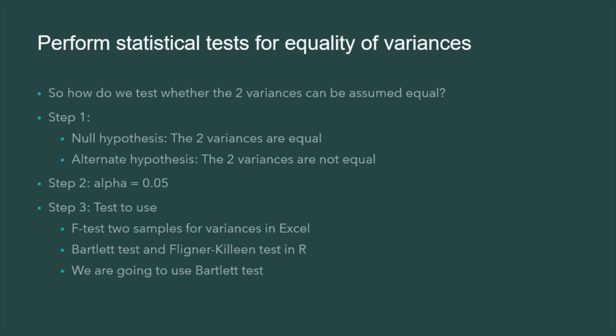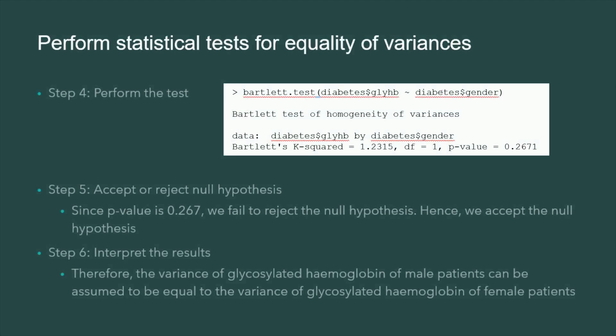Step 3. What test to use? In Excel, you can use F-test Two-Sample for Variances in the Data Analysis Toolkit. In R, we can use Bartlett test or Fligner-Killeen test. We are going to use Bartlett test, which you will be doing in Laboratory 6. Step 4. Performing the test. In this case, we are testing whether the variance of glycosylated hemoglobin of male patients can be assumed to be equal to the variance of glycosylated hemoglobin of female patients using Bartlett test. Bartlett test gives us the p-value of 0.2671.